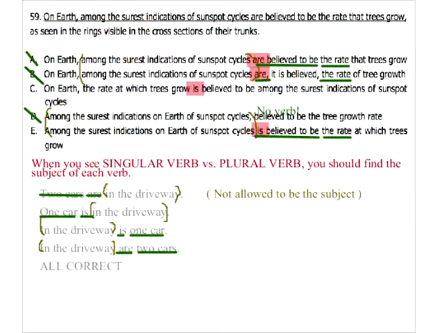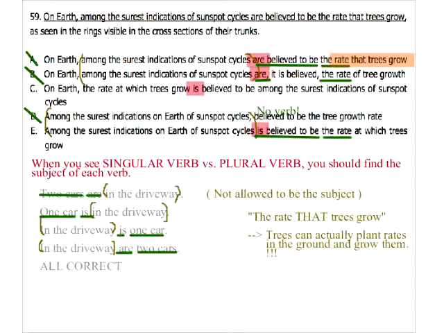So this also ties in with the last problem, because the rate that trees grow also doesn't work. You can only eliminate one choice on that, but it's still an elimination, right? Like the rate that trees grow would mean that trees can actually plant rates in the ground and grow them. So that doesn't make any sense, right? Trees don't grow rates. So the rate that they grow, not okay.